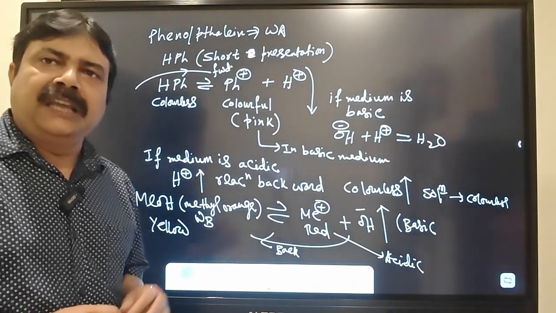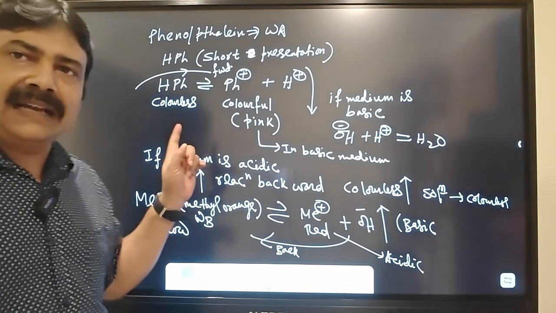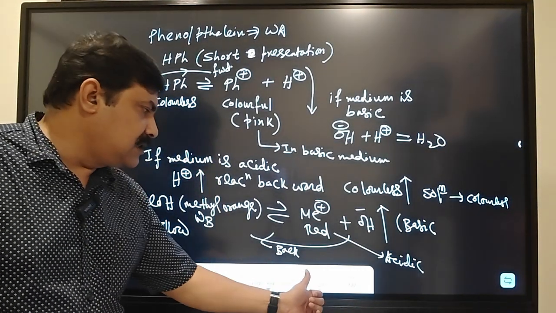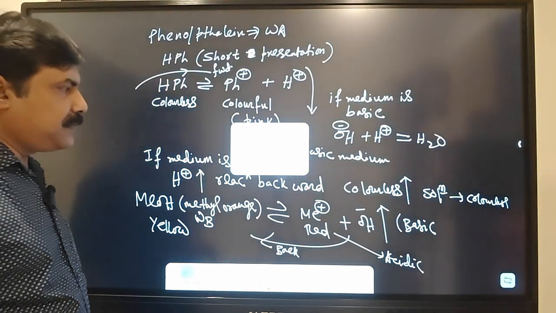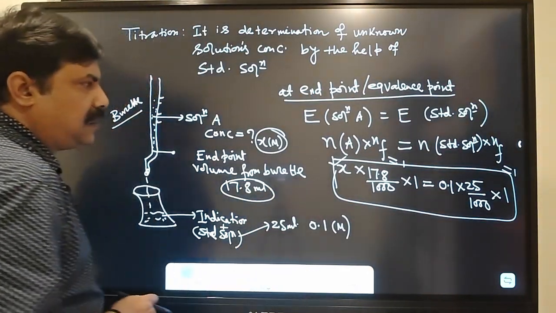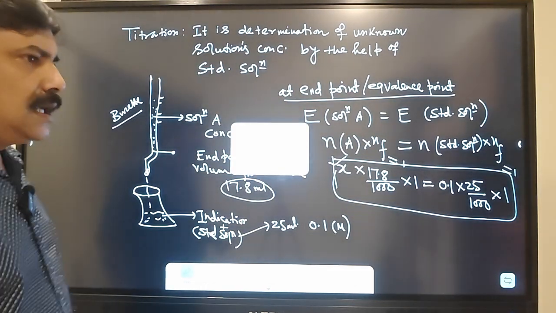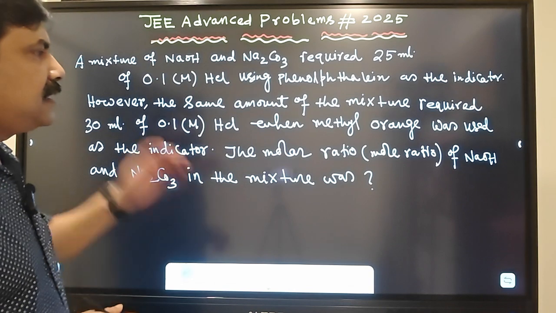But phenolphthalein, if the medium is acidic, we can't utilize the phenolphthalein. Based on that, an advanced problem was given. If you look at the first slide, we are going to solve that problem in an elegant manner, so that you will be confident about this type of problem, not only this type of problem but in titration generally.